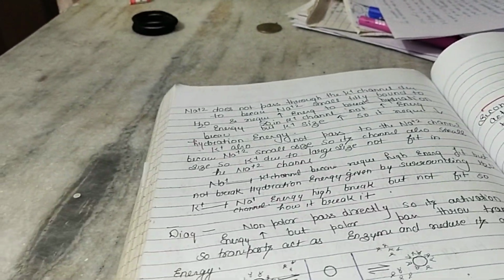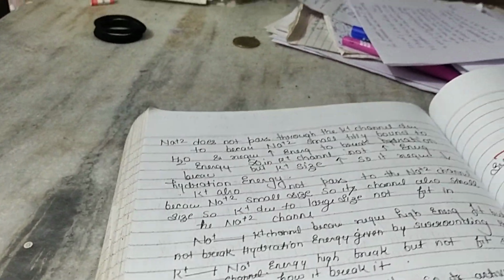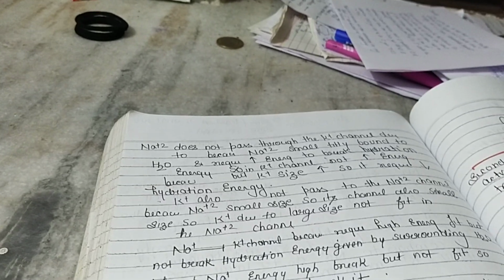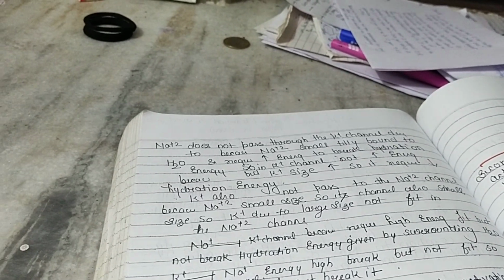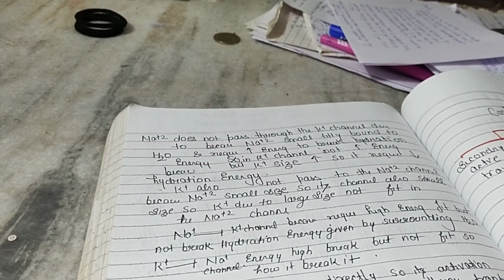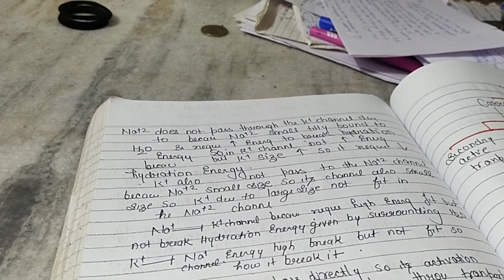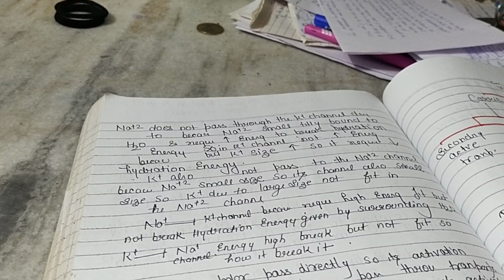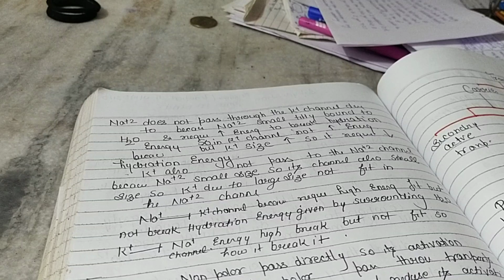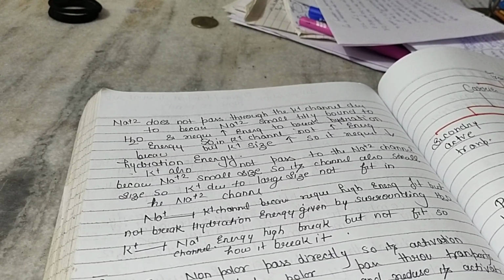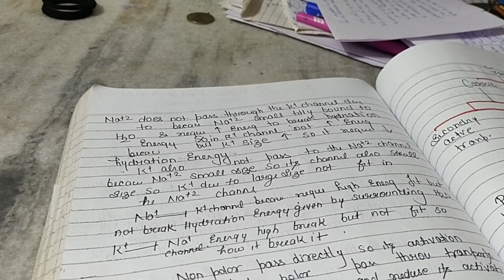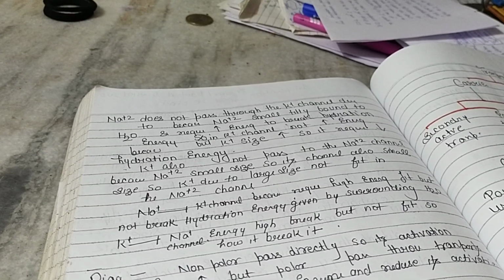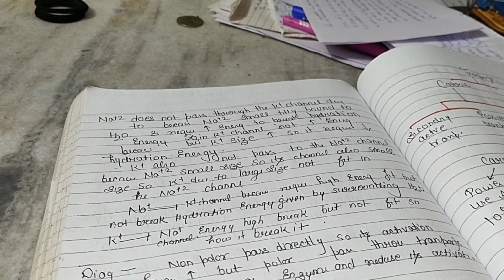Explanation: the sodium ion does not pass through the potassium channel because the sodium ion is small and tightly bound to water, as I discussed on the last page, and it requires high energy to break the hydration energy. In the potassium channel, not so much energy is needed because its size is large, so it requires lower hydration energy. Potassium does not pass through the sodium channel because the sodium channel is small, so the potassium ion, due to its large size, does not fit in the sodium ion channel.